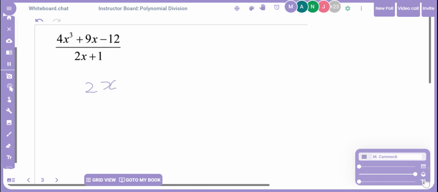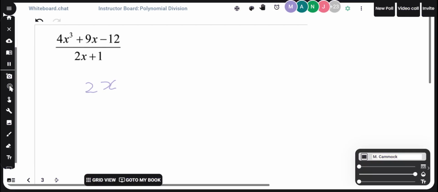Should I use a different color? Let's see if I could use a different color. Give me a second here, folks. Trying to find my color palette thing here. I'll do that some other time. Or hang on, yeah, I can change it right now. Let's do that. Okay.